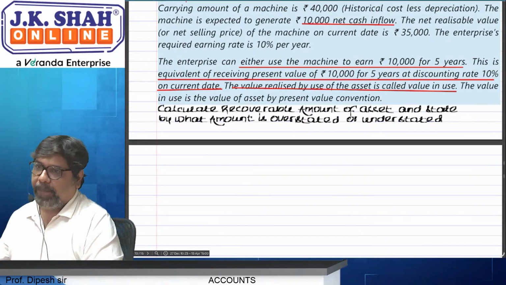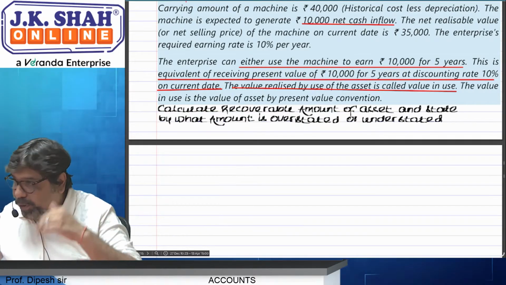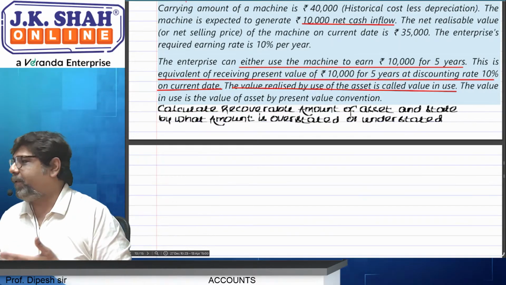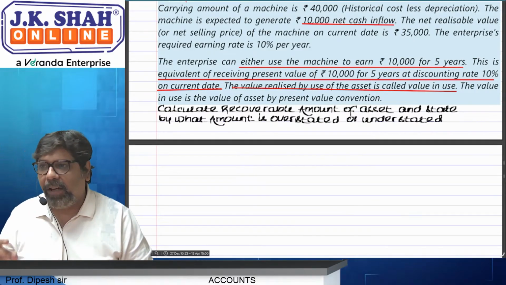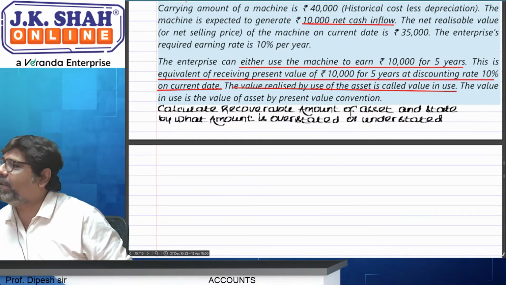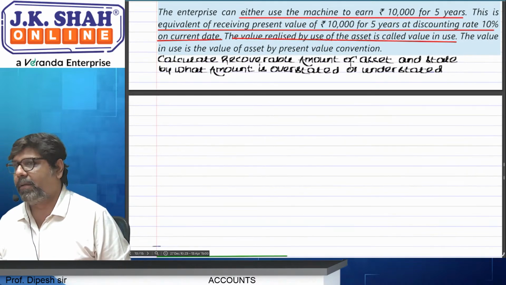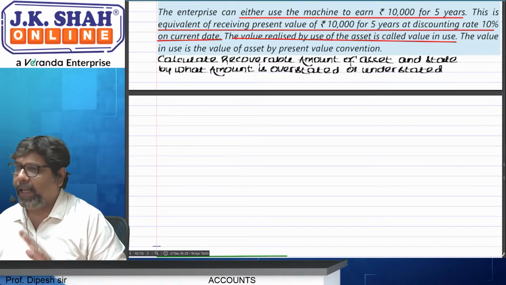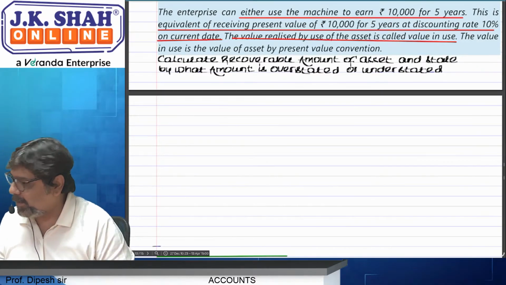Now, मेरे पास दो option है. I've got two options. Option number one is I can use the asset for a period of 5 years, and every year how much will I earn? 10,000. Or I can sell the asset and earn how much? 35,000. What shall I do? Sir, toss करते हैं. Head आएगा तो will use, tail आएगा तो will sell. Correct? ऐसा नहीं. Now check करते हैं.